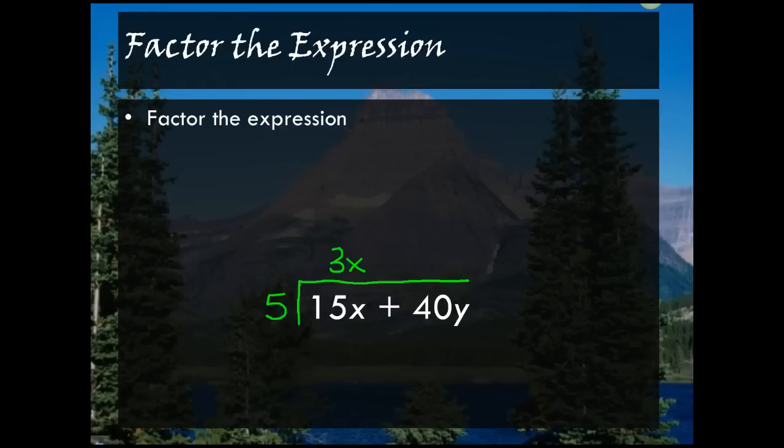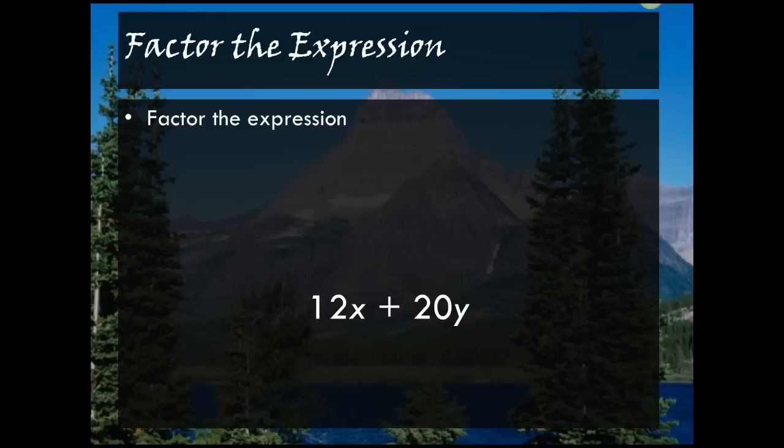40y divided by 5 will leave us with 8y. And we'll keep the addition symbol in there. Our final answer is 5 times the quantity 3x plus 8y. We can always check our answer by applying the distributive property. 5 times 3x does equal 15x, and 5 times 8y equals 40y.